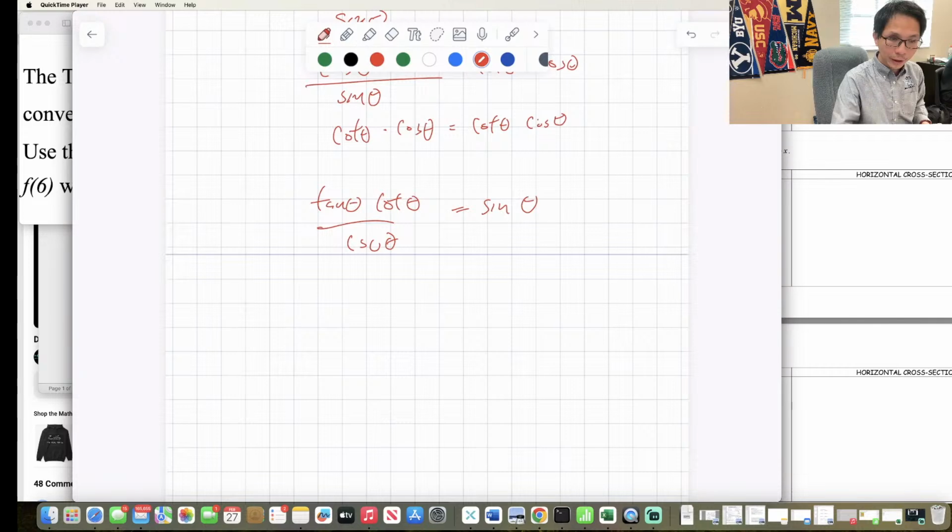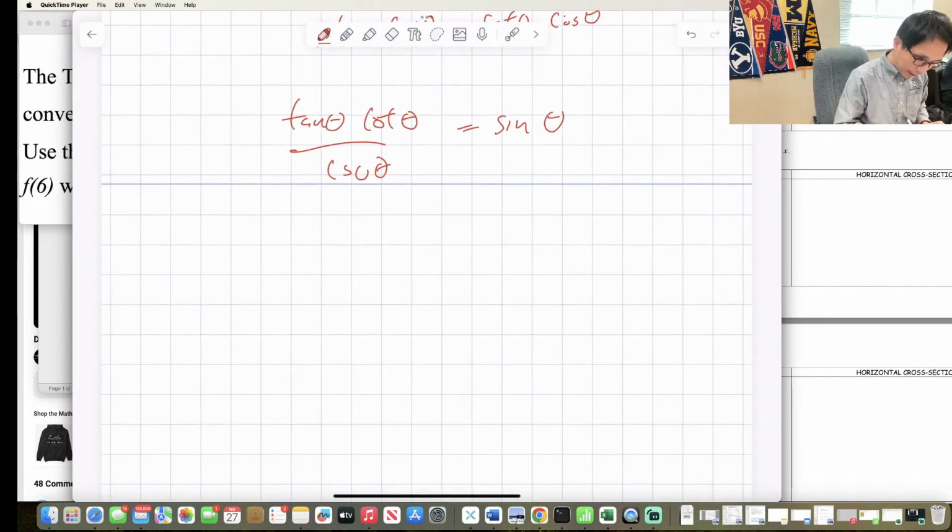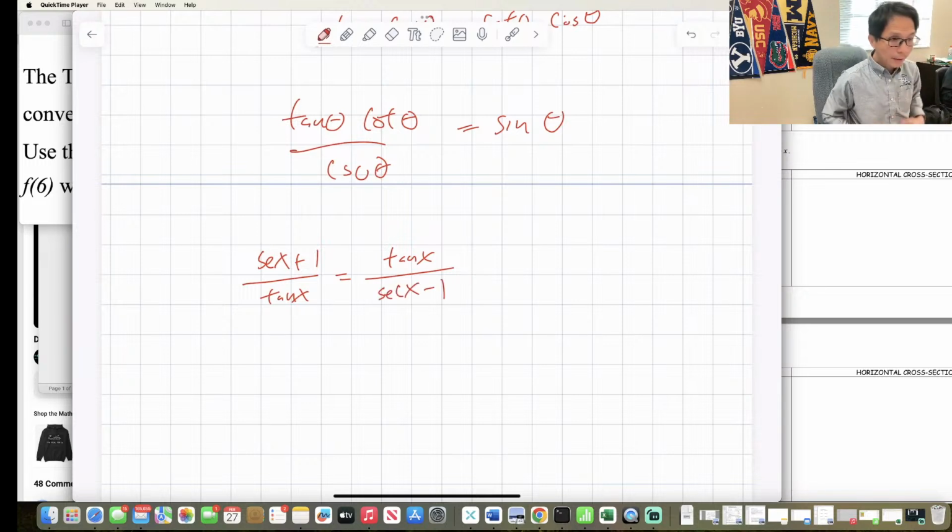First of all, we're going to talk about loop questions. The question that we're going to talk about is this: secant of x plus 1 over tan of x is equal to tan of x over secant of x minus 1. Now, this is a question that is going to give you loops. This is a much harder question.